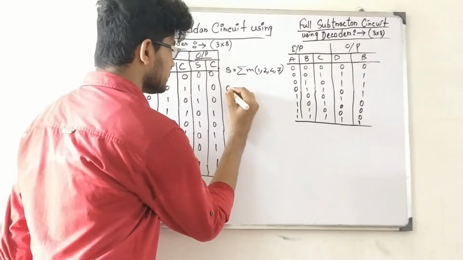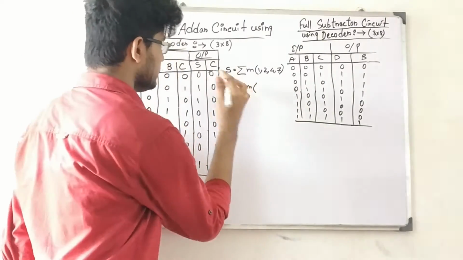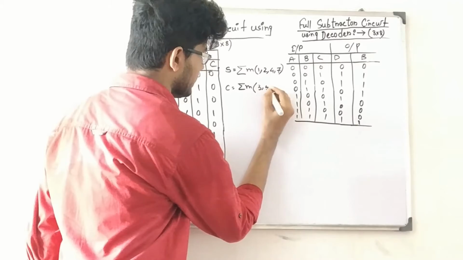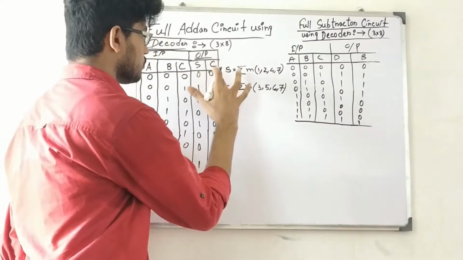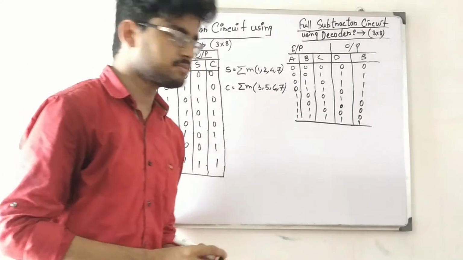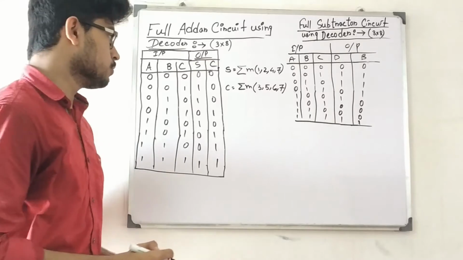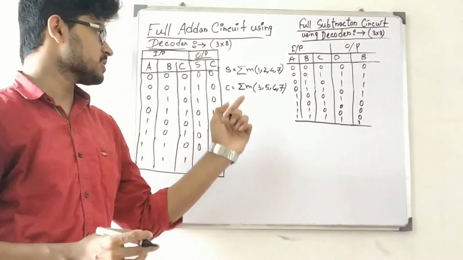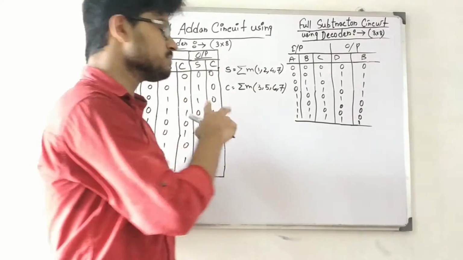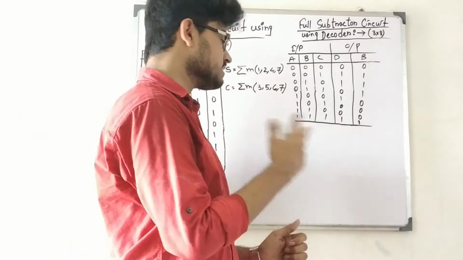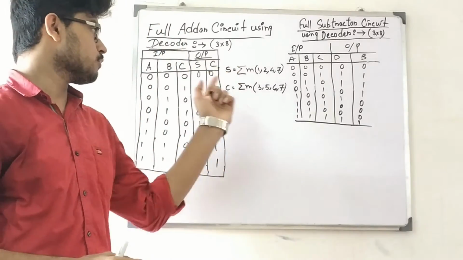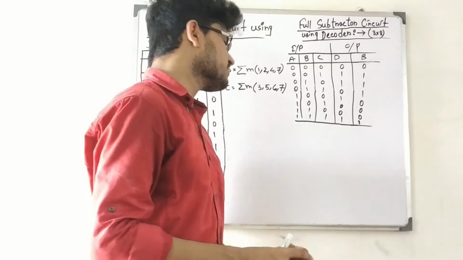Similarly, we can write carry as C equal to summation of m. See, this is 0, 1, 2, 3 and this is 5, 6, 7, right? So you can see that only for the 3, 5, 6, 7 inputs the carry term gives the high output and the rest of the outputs are low. So this can be written as summation of m 3, 5, 6, 7. For only these four input terms, the carry gives the high output, and for the rest of the inputs it gives the low output, right? So sum is equal to summation of m 1, 2, 4, 7 and carry is equal to summation of m 3, 5, 6, 7.